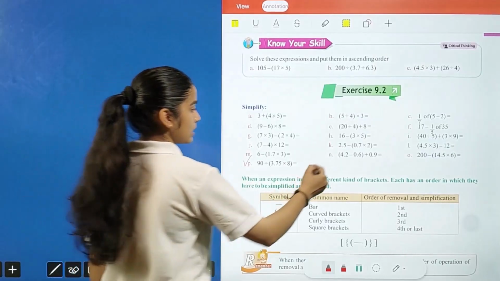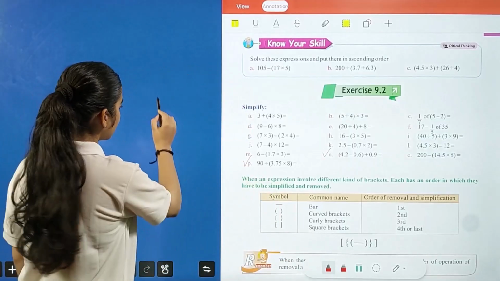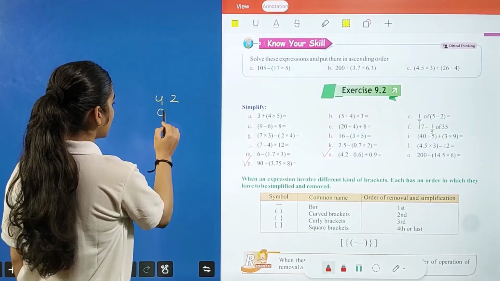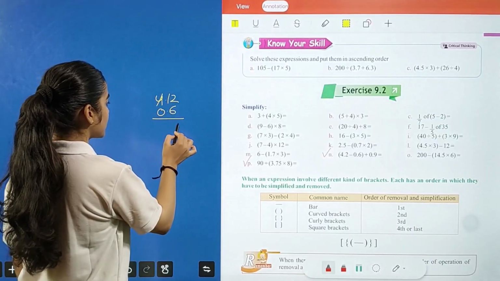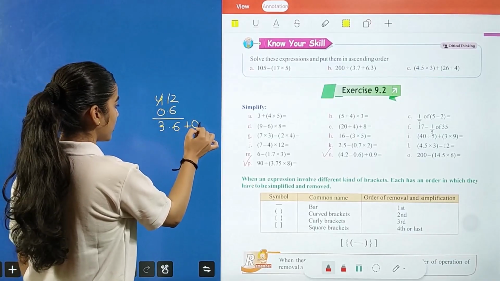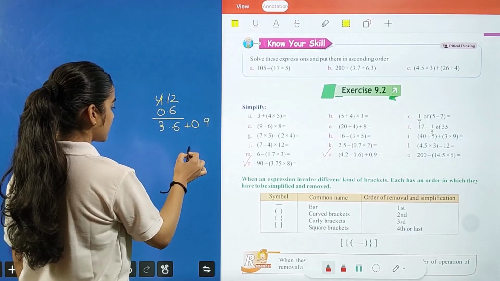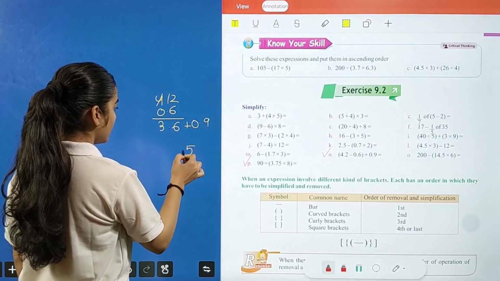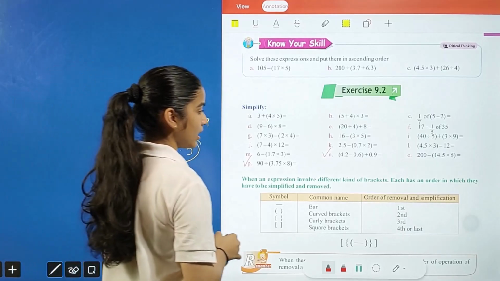So you can take the example 4.2 minus 0.6 plus 0.9. So 4.2 minus 0.6, you have to take a carry over there. So 12 minus 6 is 6, giving 3.6. 3.6 plus 0.9. So 9 plus 6 is 15, carry 1, and this 4.5 is your final answer.